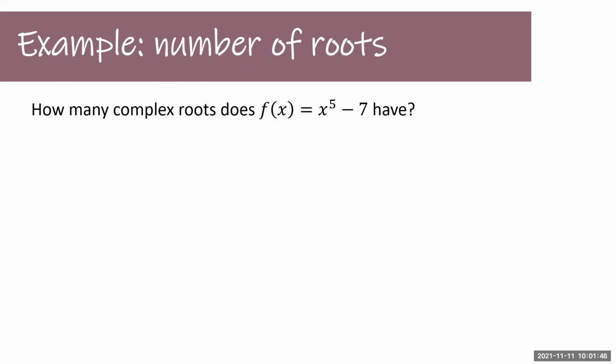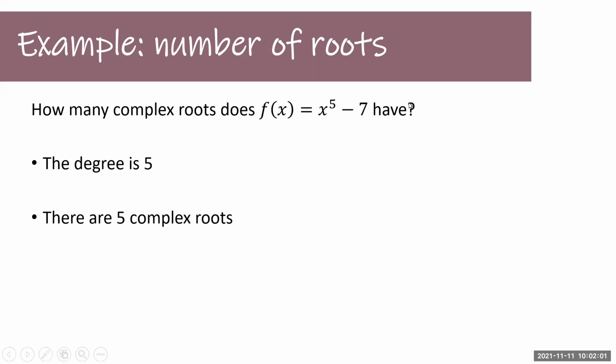Let's look at an example. The number of roots for a polynomial function. Let's say that we have f of x is x to the 5th minus 7. How many roots are there? Well, what do you think? Their degree here is 5 because we have x to the 5th as our highest degree. So that means there have to be exactly 5 complex roots.